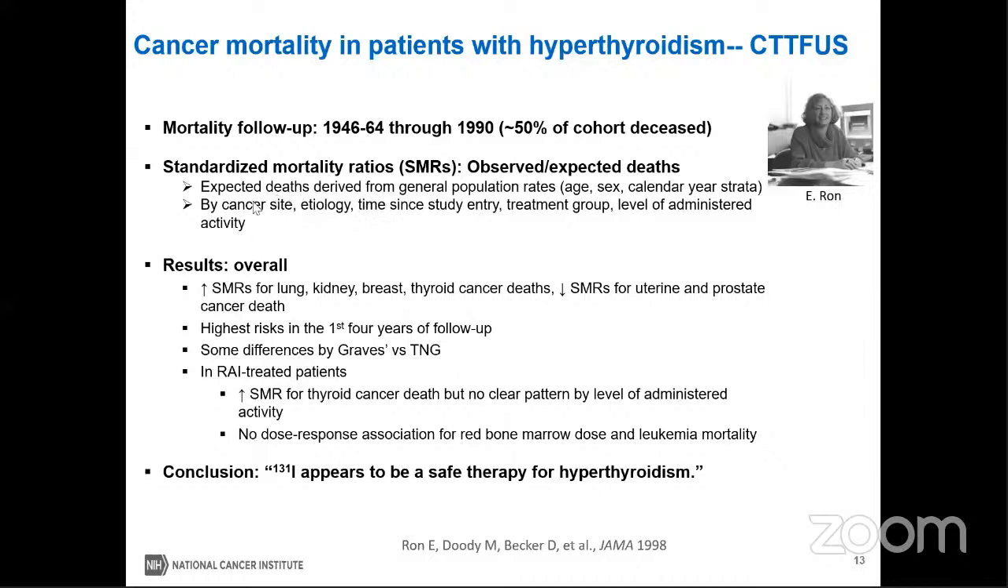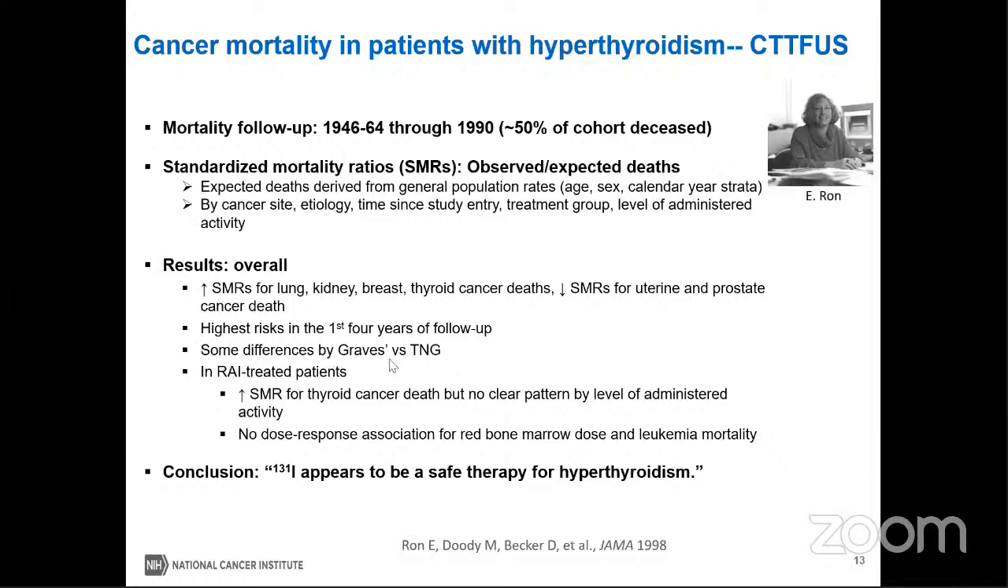They looked at these SMRs according to various patient characteristics. They found that overall for these patients, regardless of modality of treatment, there was a higher than expected rate of lung, kidney, breast, and thyroid cancer related death, and a lower than expected rate for uterine and prostate cancer death. Most of the observed associations were based on data from the first 4 years of follow-up. So what this says is that most of what was observed here in this first bullet point was not a treatment-related effect. It had to do with the underlying disease status of the patients.